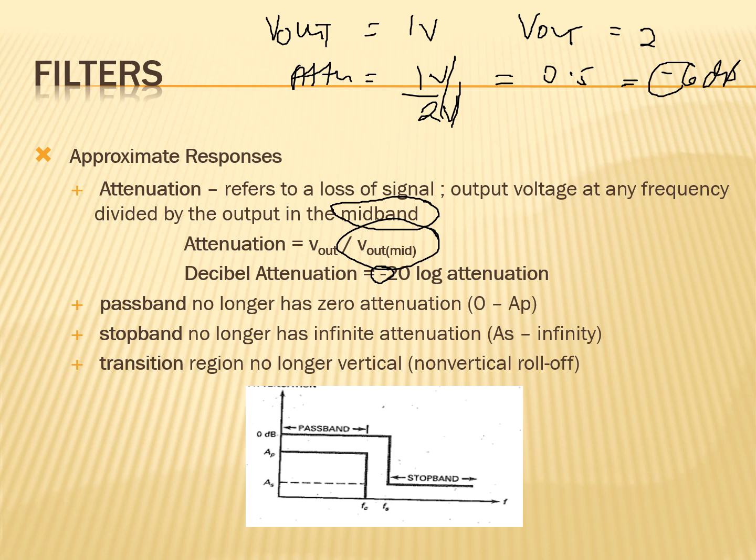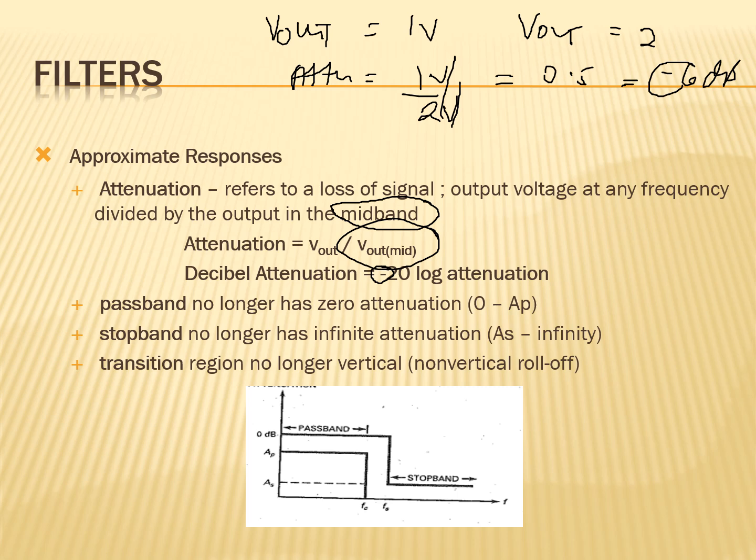For 0.5 of the midband, it is given by 6 dB. For 0.25 of its midband, it is 12 dB, and for 0.1 of its midband, it is equivalent to 20 dB. If you can still remember the relationship of having a factor of 2, or octave, or a factor of 10, or decade.